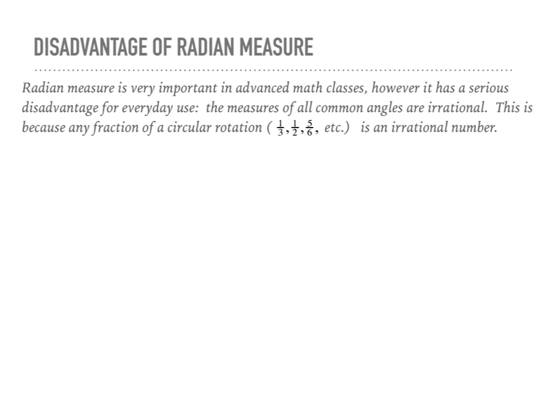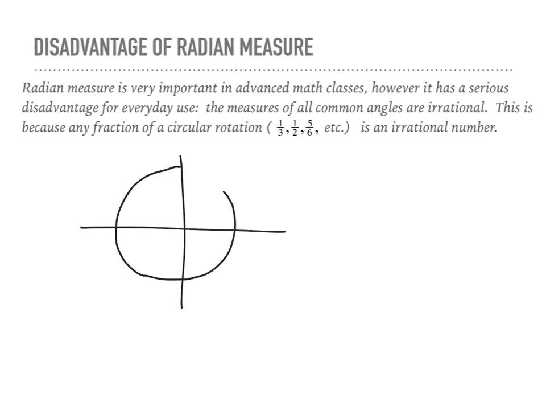So if you think about that, and you have this circle that has rolled along that number line, this would be 0, the 90-degree angle would be pi over 2, 1/2 revolution is pi, and then I'd have 3 pi over 2, and finally 2 pi. So any common angle, 1/3 of a circle, half of a circle, 5/6 of a circle, is going to be an irrational number.